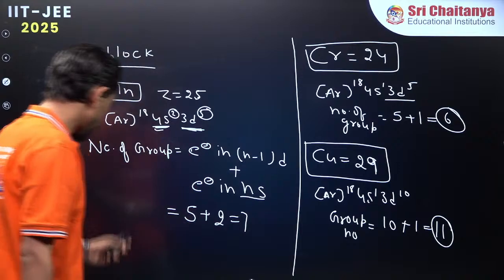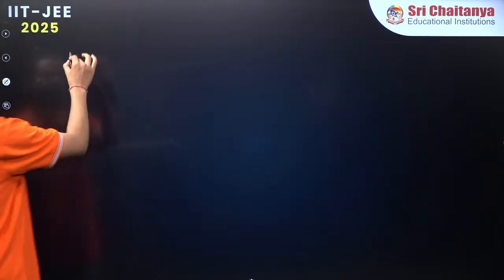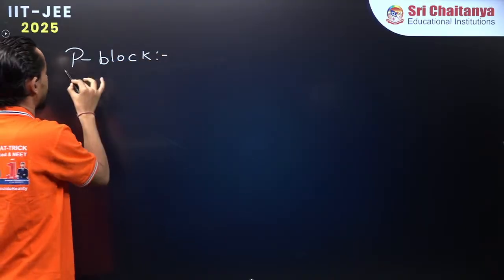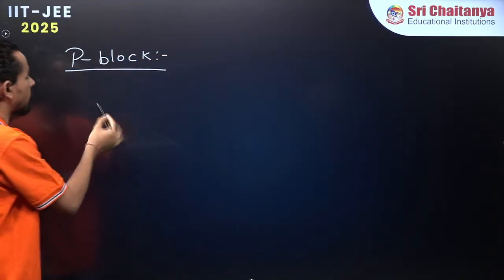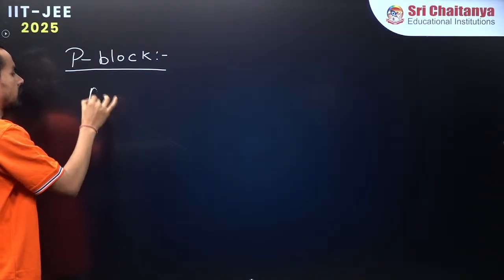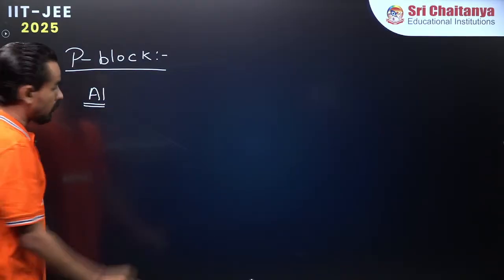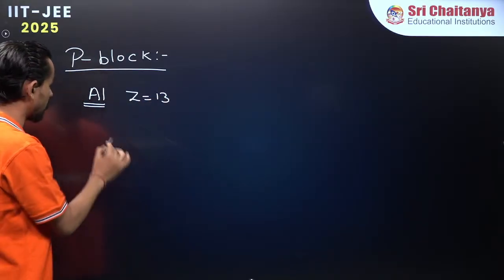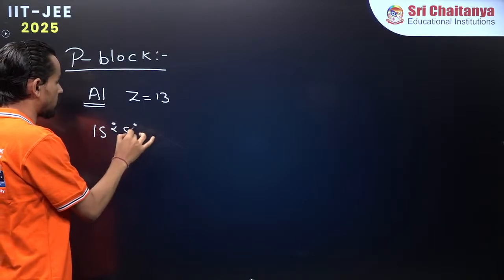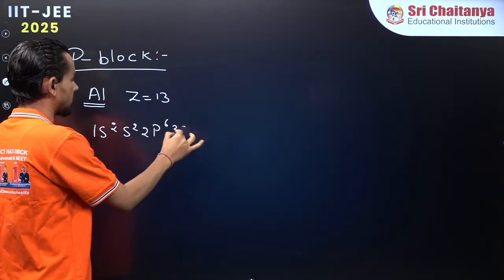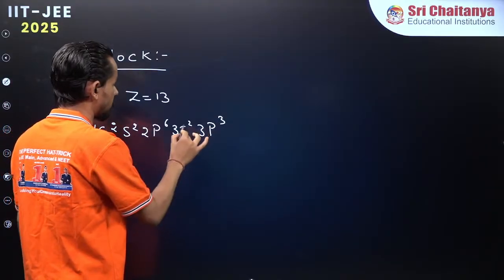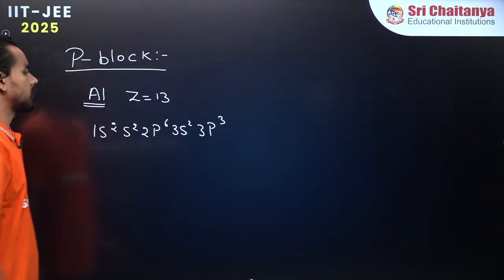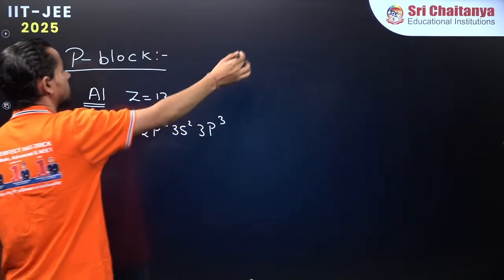Okay. Let us move to the third one, that is p block elements. For p block elements, let us think about aluminium, Z is equal to 13. First of all, you have to know whether it is a p block element or not. So it is 1s2, 2s2, 2p6, 3s2 3p3. Think about how you have to find its group number.